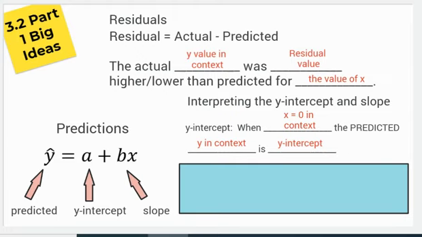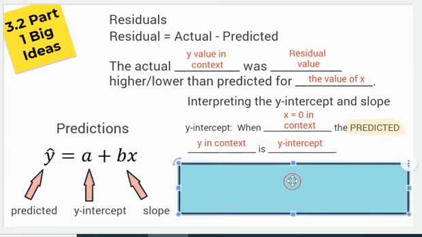Okay, I also want to just make note of right here. It is so important to have this word predicted in there. That's why I've got it in all capitals. If you don't put that predicted in your interpretation, then you're going to get dinged for it.